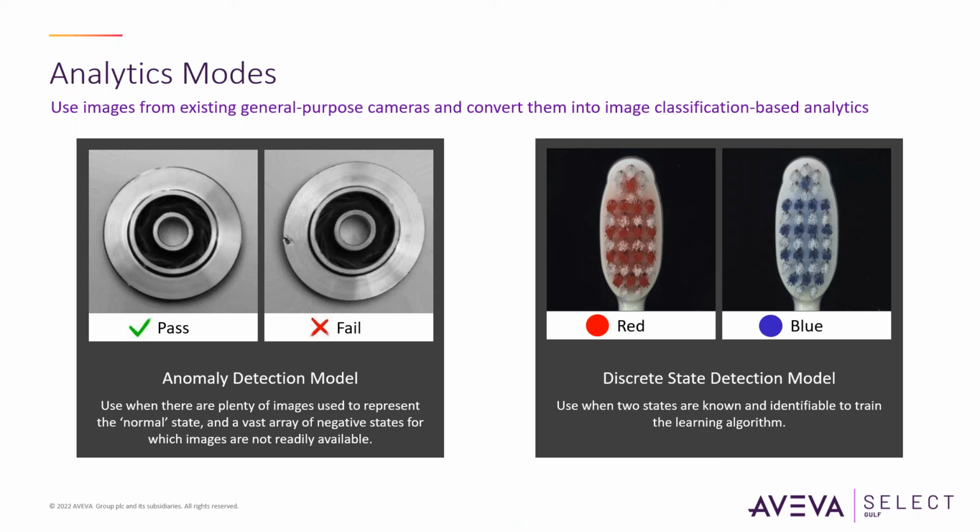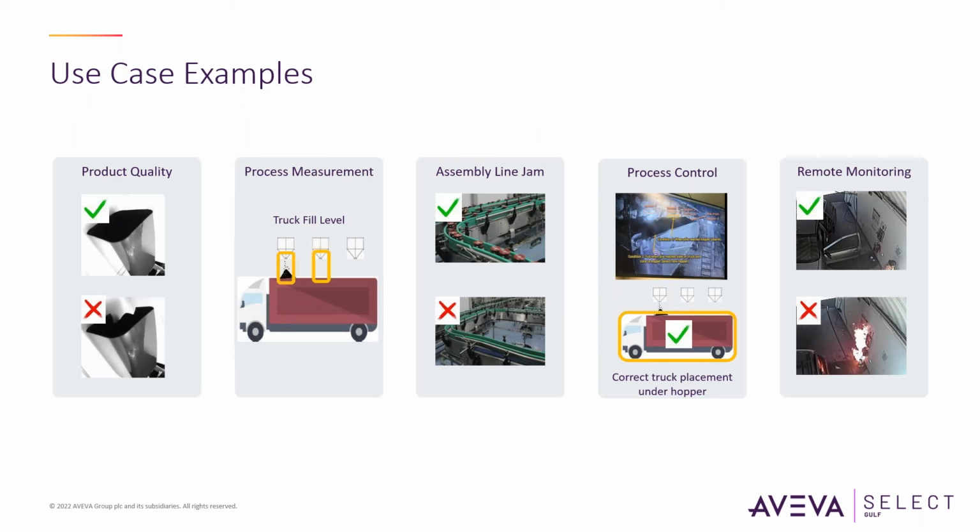So we can detect between two states. Those are the two general analytic models or modes in our system. Where to use this AI assistant?